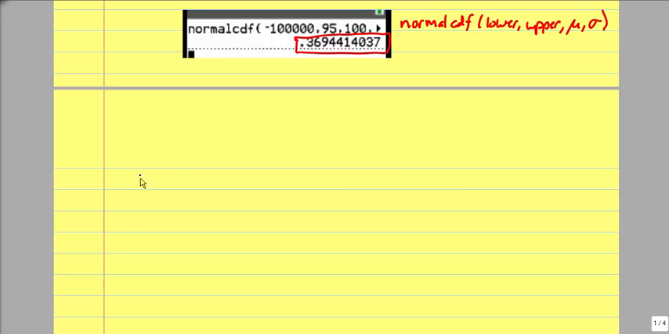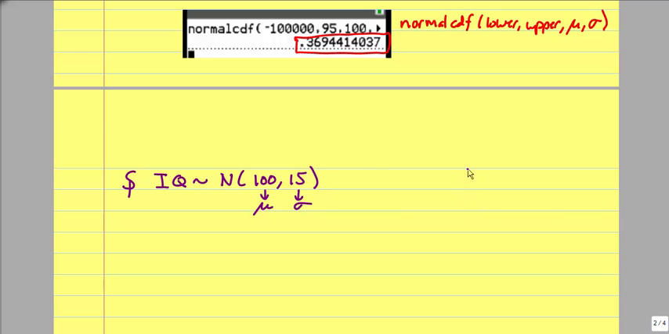Okay, for our next example, let's go ahead and look at IQ again. Seems like a lot of the problems have to do with IQ. IQ in this case is normally distributed with a mean equal to 100 and a standard deviation of 15. Okay, so same as last problem, this is my mean and this is my standard deviation.